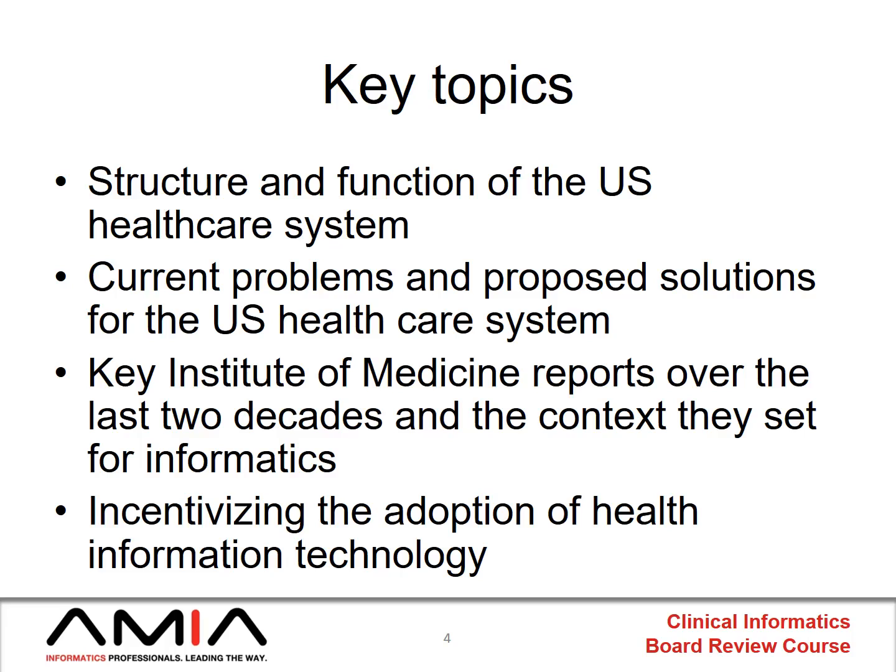This slide lists the key topics that will be covered in this lecture. We'll begin with the structure and function of the U.S. healthcare system. We'll look at current problems and proposed solutions for the U.S. healthcare system. We'll look at key Institute of Medicine reports over the last couple decades and the context that they set for informatics. And then finally, we'll discuss incentivizing the adoption of health information technology.